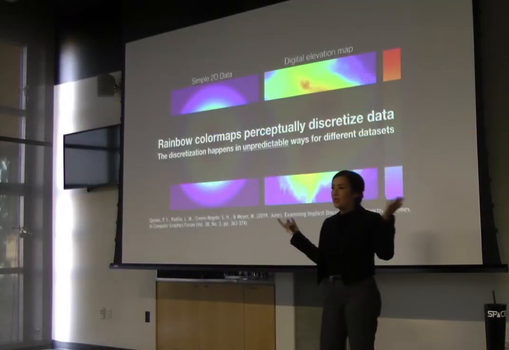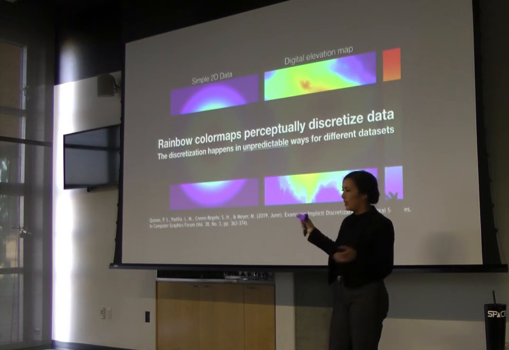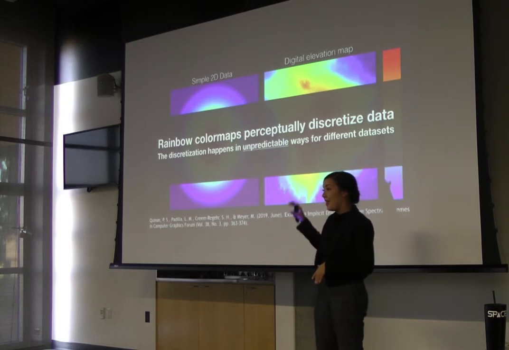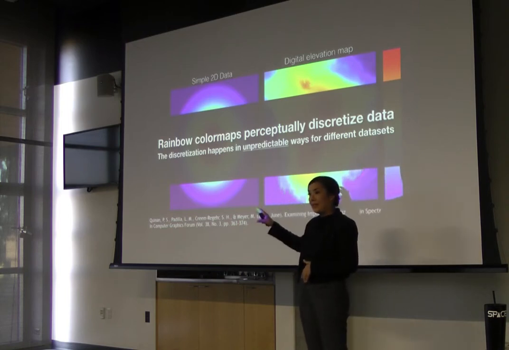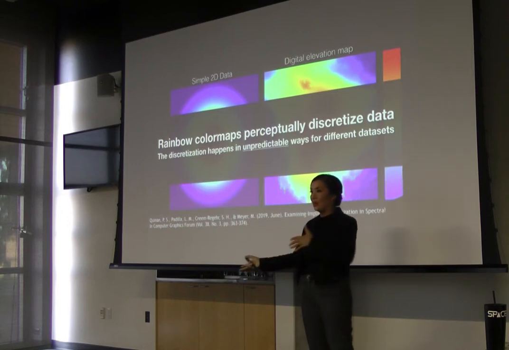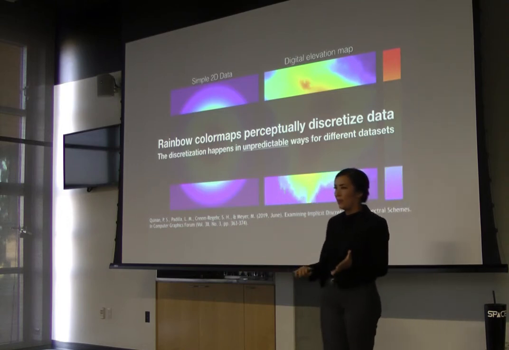So let's say you do want discretization for whatever reason. You want someone to see a yellow section and a red section and a blue section. The way that it is happening isn't going to be the same if you change anything in your data. So it's unpredictable across different data sets, and that's a massive problem.